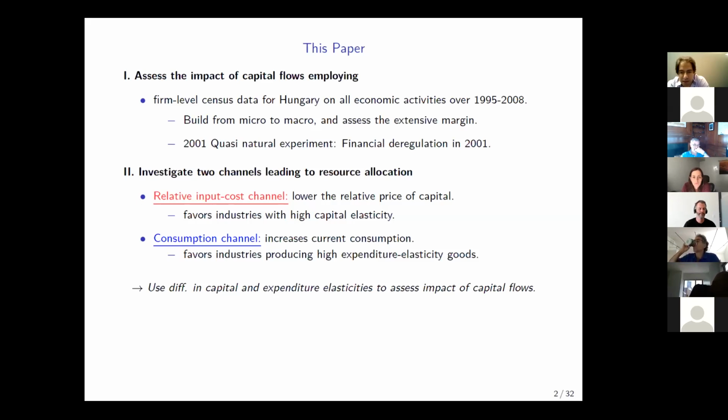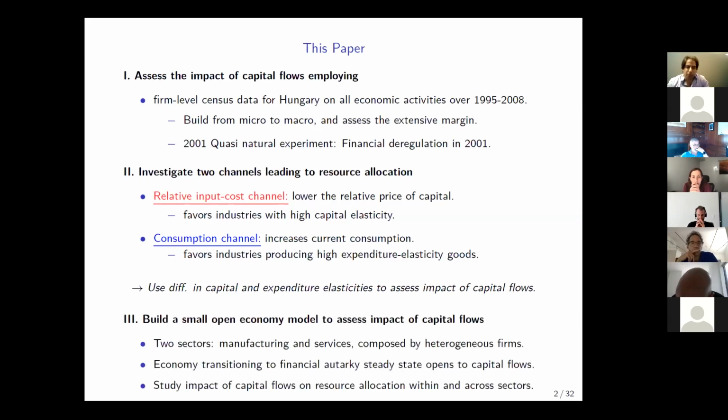And those are basically the two channels that we're going to explore. The main idea is that we're going to use this financial liberalization as a quasi-natural experiment, and what you're going to see in the empirics are basically difference-in-difference estimations. Now, what else are we going to do? We're going to build a small open economy model that is going to help us to understand the contribution of these two channels and the forces that are at play.